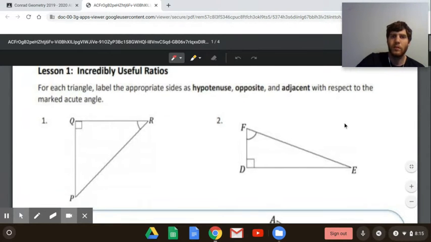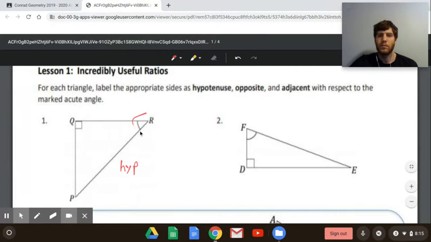So number 1 and 2 here, they just want you to label the sides with respect to the marked acute angle. So the first thing you always want to label is your hypotenuse. That's across from your right angle. So in the first one, RP is your hypotenuse. It's across from your right angle.